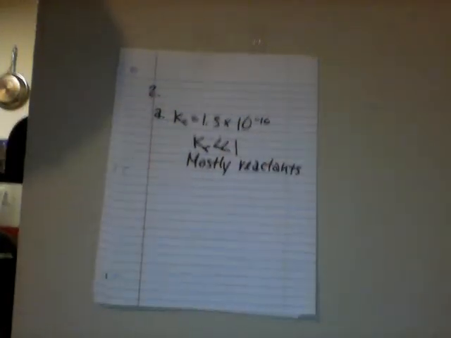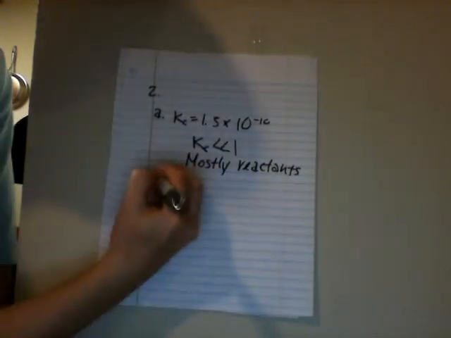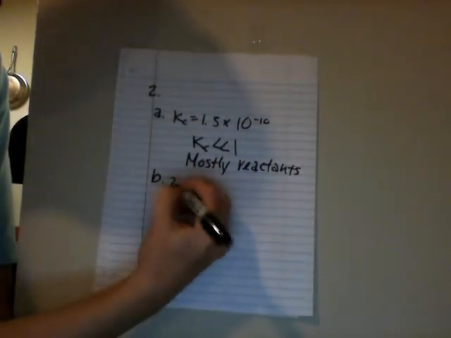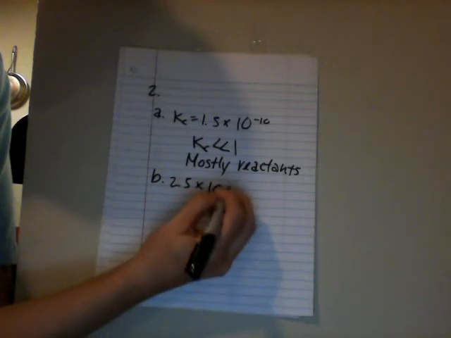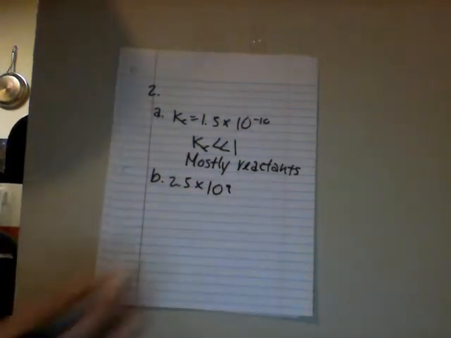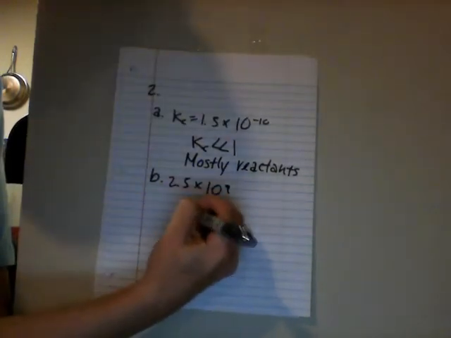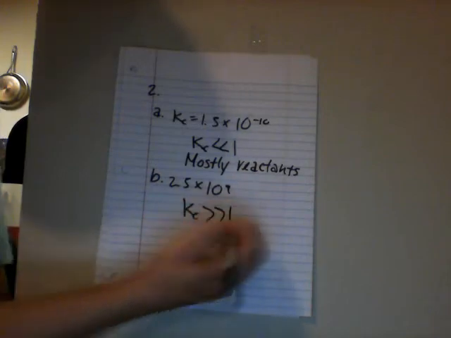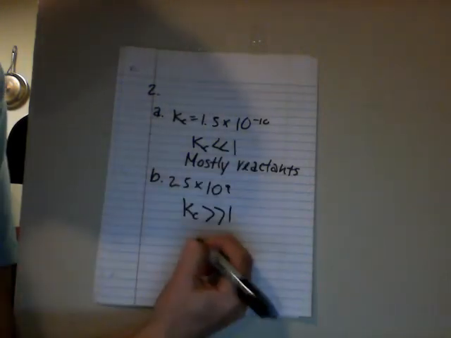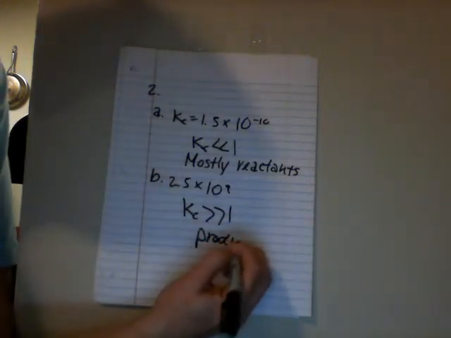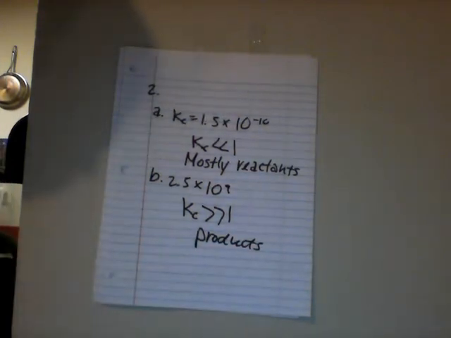And obviously, they give us the opposite situation in B. B shows 2.5 times 10 to the 9th. So that's very, very big. So when Kc is much greater than 1, it goes mostly towards products. Okay, so that's all you're really looking for.